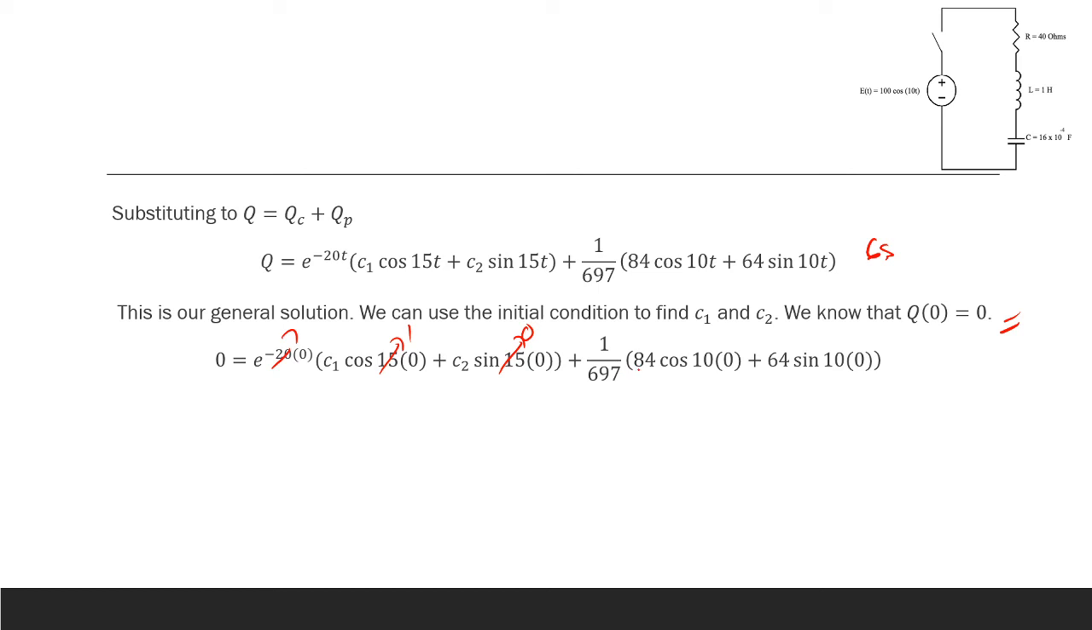Plus 1 over 697 times 84 cosine 10 times 0, this is equal to 1, plus 64 sine 10 times 0, this is equal to 0. So, we will arrive, class, at C1 is equal to negative 84 over 697.